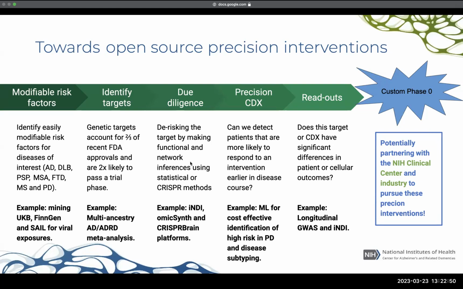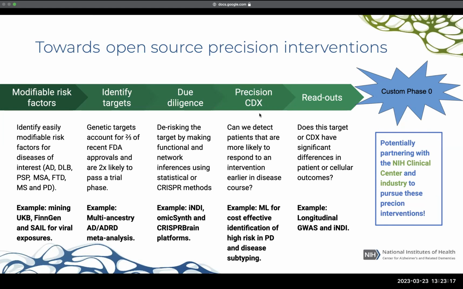And there are so many factors involved with risking. Not only the factor of how it is involved in biology, but also different populations. Maybe the target that you're working on only works on 1% of the population. Should we pursue that or not? And we have some projects in this area.